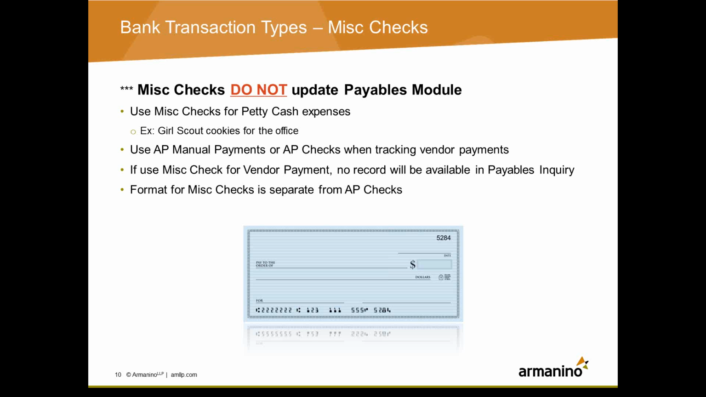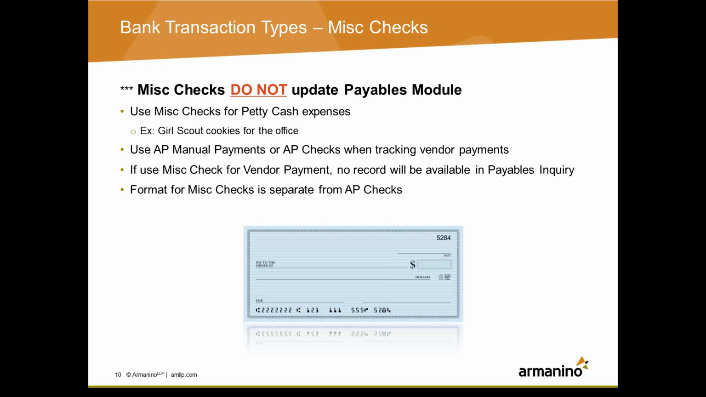You would use the miscellaneous checks if you don't need to keep information about the vendor. Use payables checks or manual payment if you do need to keep track of vendor-related data. So basically what that's saying is that if you were to go and look for a miscellaneous check in payables inquiry, you would not find it there. So if you need to track that information, it needs to go through the payables module, which will flow through and hit the bank itself anyway. So it's almost like 90% of things would probably go through payables and only about 10% of things or less would go through miscellaneous checks.